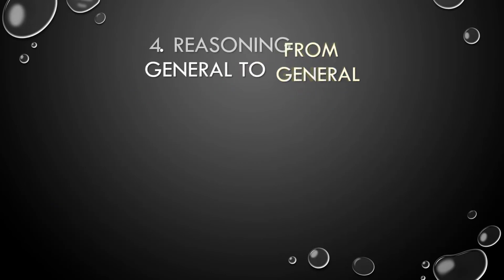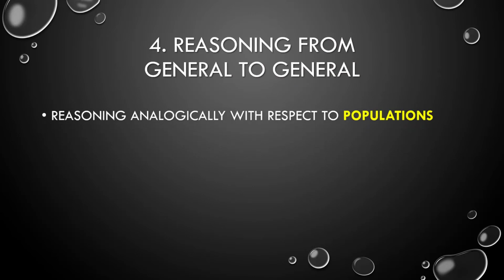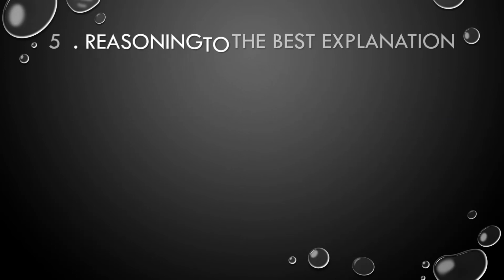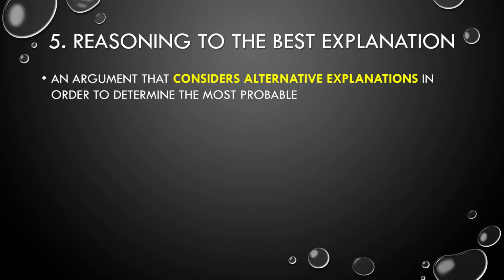And fourth, we've got reasoning from the general to the general, which works just like an inductive analogy. You can reason analogically with respect to populations, not just individual objects. When two populations are viewed as analogs, you can argue about the attributes of one by considering the attributes of another. And the last one is reasoning to the best explanation, or argument to the best explanation, which is an argument that weighs alternative explanations for a situation in order to determine which one is the most probable.